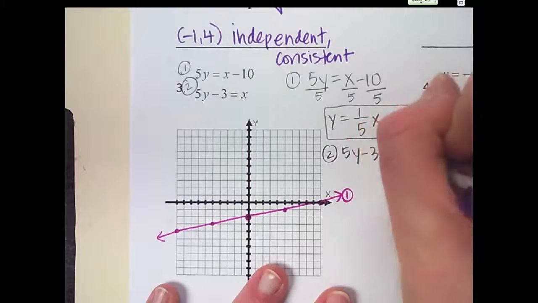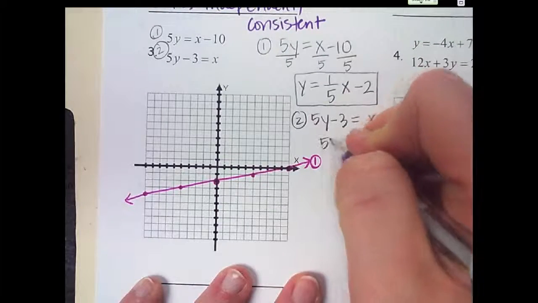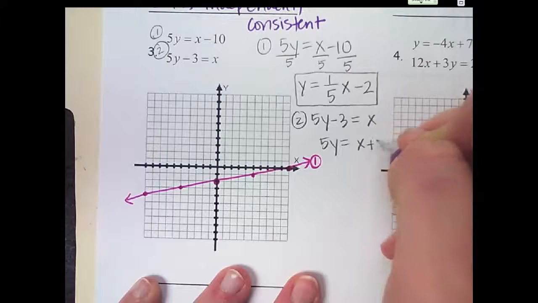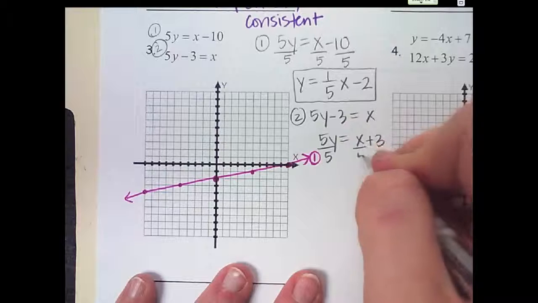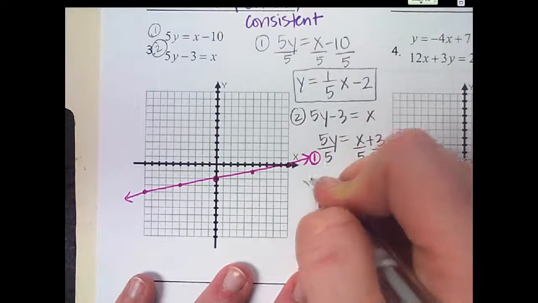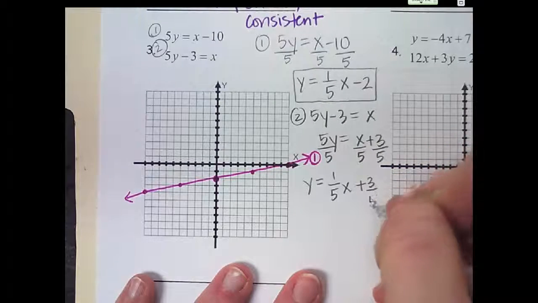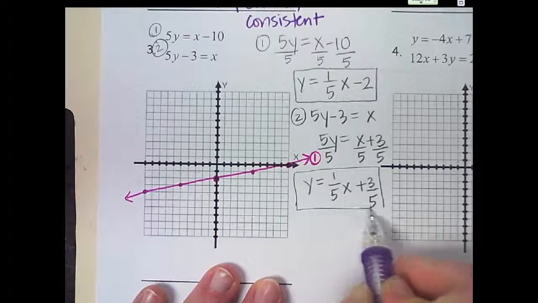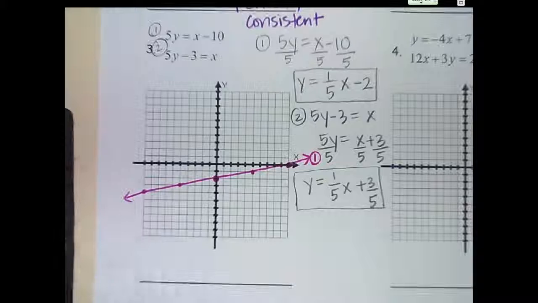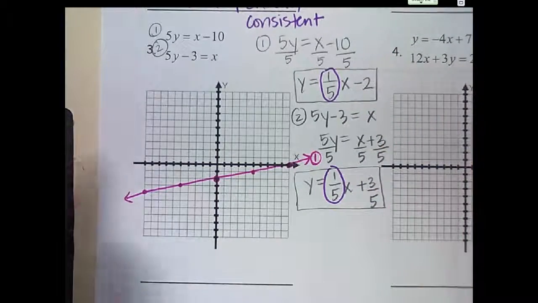Okay, the second equation. To get y by itself, I'm going to add over the 3 first. So 5y equals x plus 3. And divide everything by 5. So y equals 1/5 x plus 3/5. So even though we haven't graphed it yet, what do you notice about the lines? Same slope. Same slope, different y-intercept. So what does that mean? No solution. Right, it's going to be parallel lines.